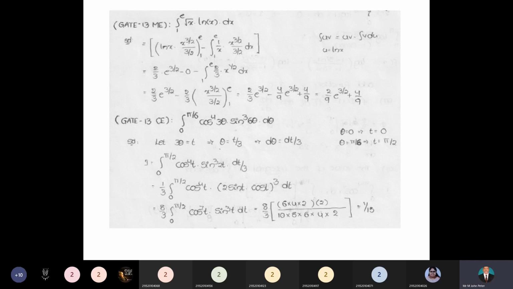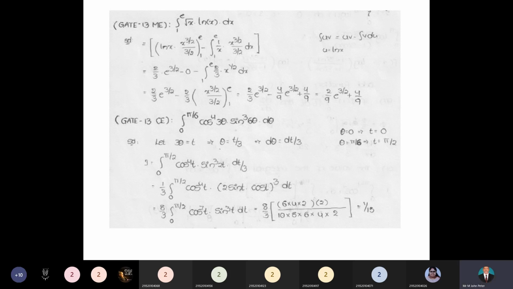Next, the log x concept: integral 1 to e root x into log x dx. Ln x, consider it like log. Okay, integrate in the same manner. u is equal to log x, v is equal to root x, like they are taking. Important: if you take it the other way around, you'll get a problem. So u is equal to ln x, that is log x.